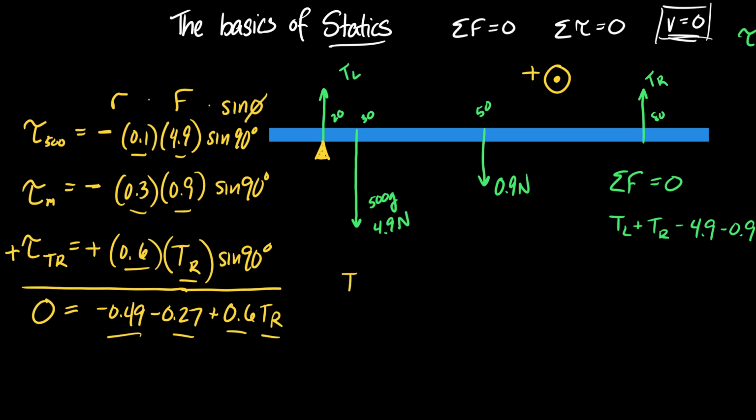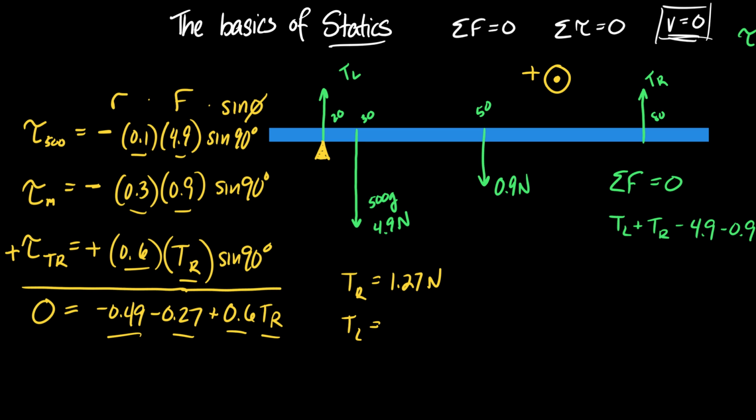Arseeth, did you figure it out? What's TR? 1.267 newtons. All right, I'm going to put 1.27 newtons, since you said 1.267, that's a lot of extra numbers. Let's go 1.27. That's great. But of course, that doesn't do as much good unless we get TL as well.